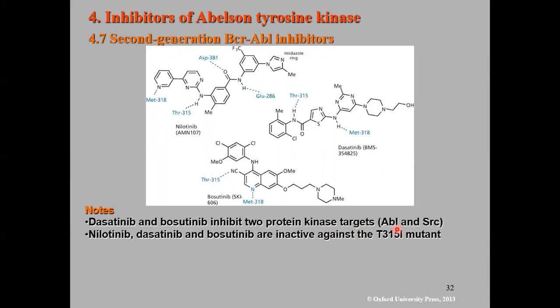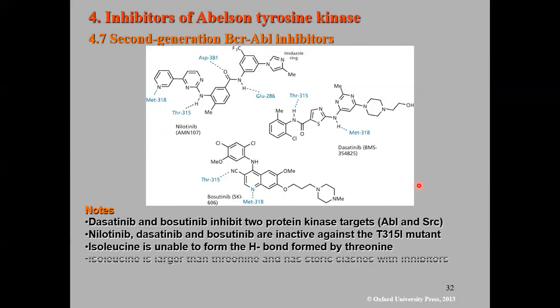Okay, nilotinib, dasatinib, and bosutinib are inactive against the T315I mutant, as I just mentioned, because they need this interaction to be active. So if you lose the threonine, you lose the hydrogen bond and you lose the activity. Isoleucine is unable to form the hydrogen bond formed by threonine. The isoleucine is larger than threonine and has steric clashes with inhibitors. So that's the two reasons behind the loss of activity.